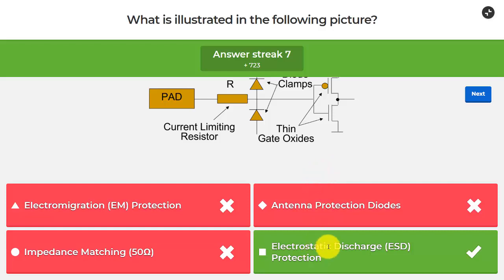So that's ESD protection. The rest of the things: electromigration protection, of course, is done by using copper wires and by making them wide enough. Antenna protection diodes are a certain standard cell we have in the library, where we put them near a gate when we see that we have an antenna problem, to protect the gate. And impedance matching is something that we do want to do. We want to have a 50 ohm impedance looking in from the outside world to eliminate reflections, but that's not what this circuit is.